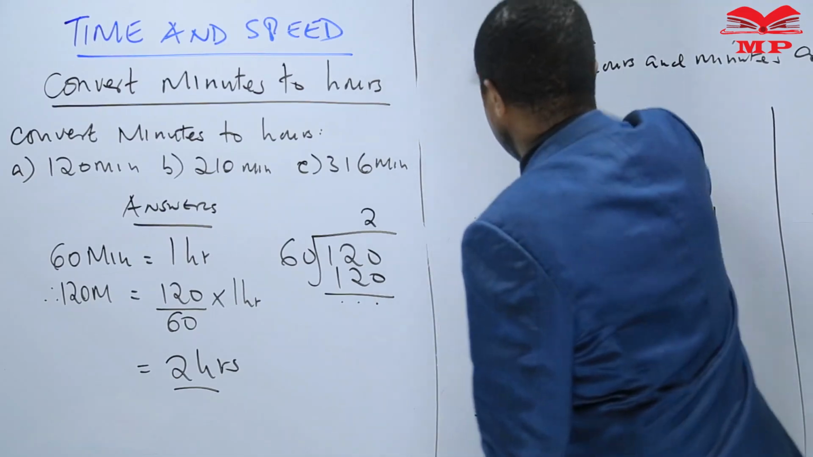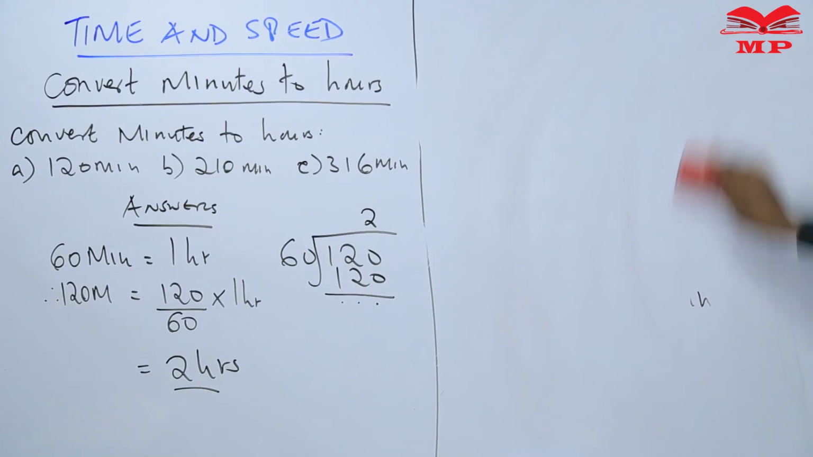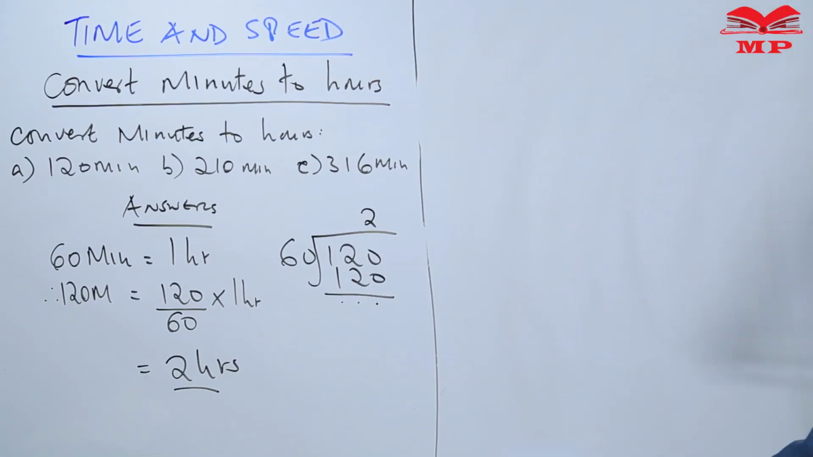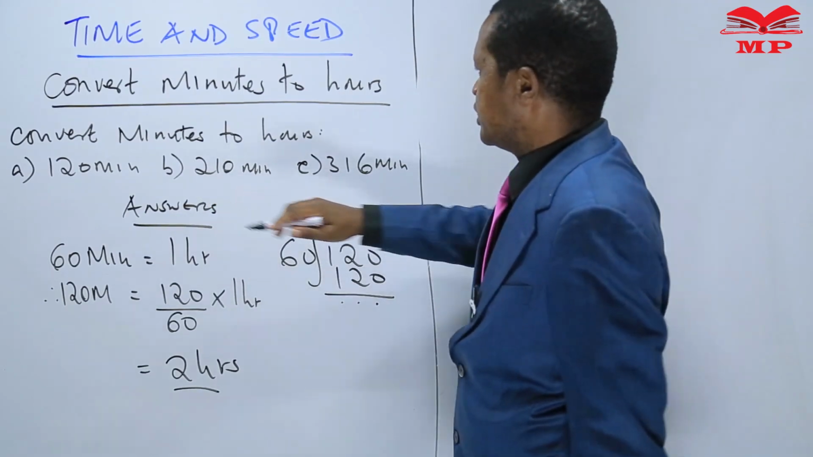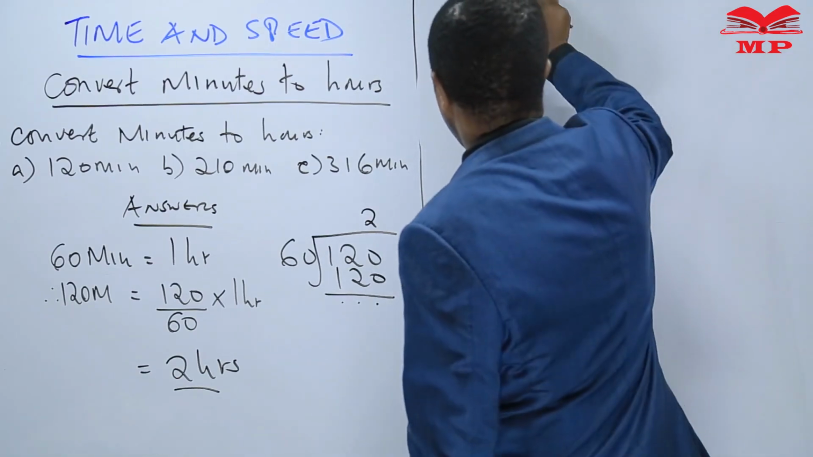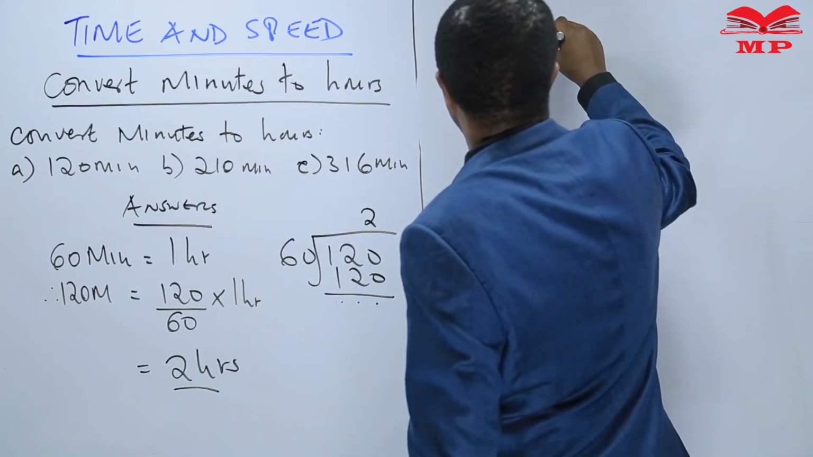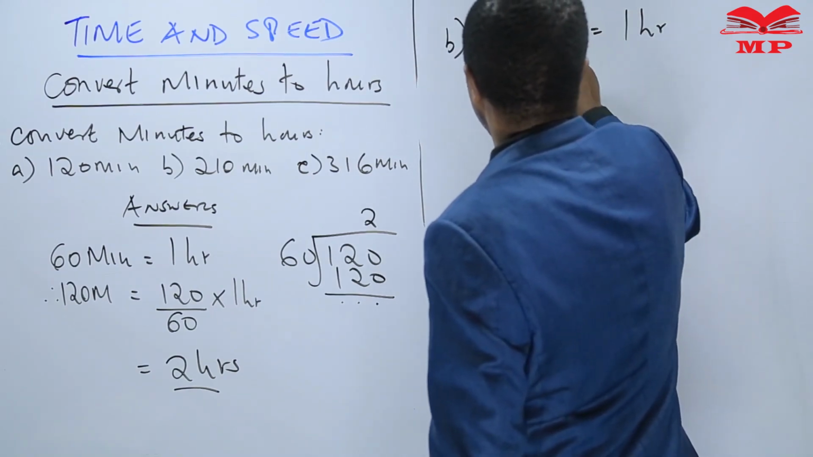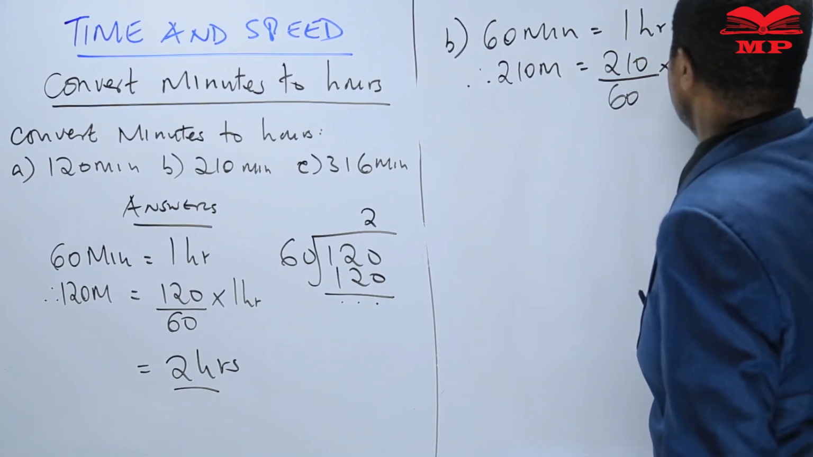Then learners, part B. Can we do part B? Question 4B. Convert 210 minutes into hours. This is B. Let me write B. 60 minutes is equal to 1 hour. Therefore 210 minutes will be equal to 210 over 60 times 1 hour.